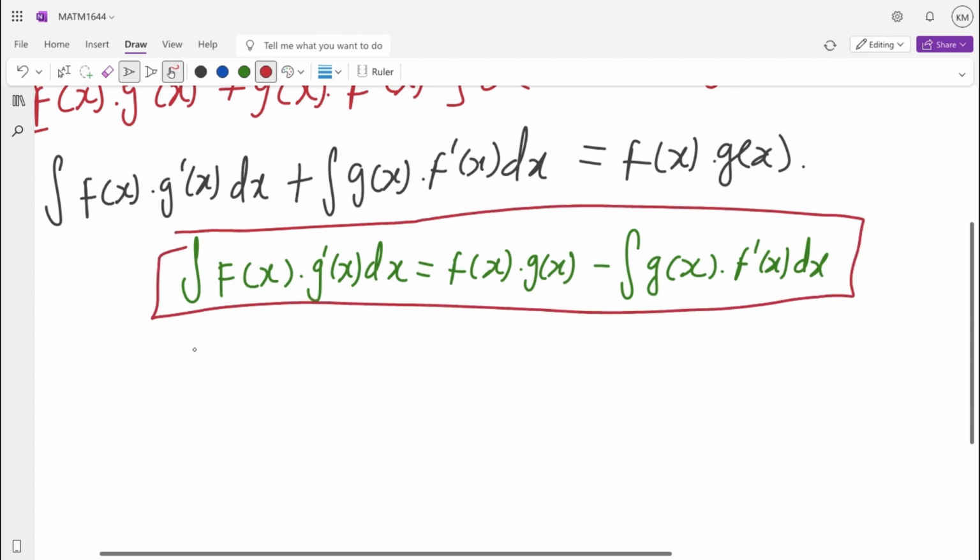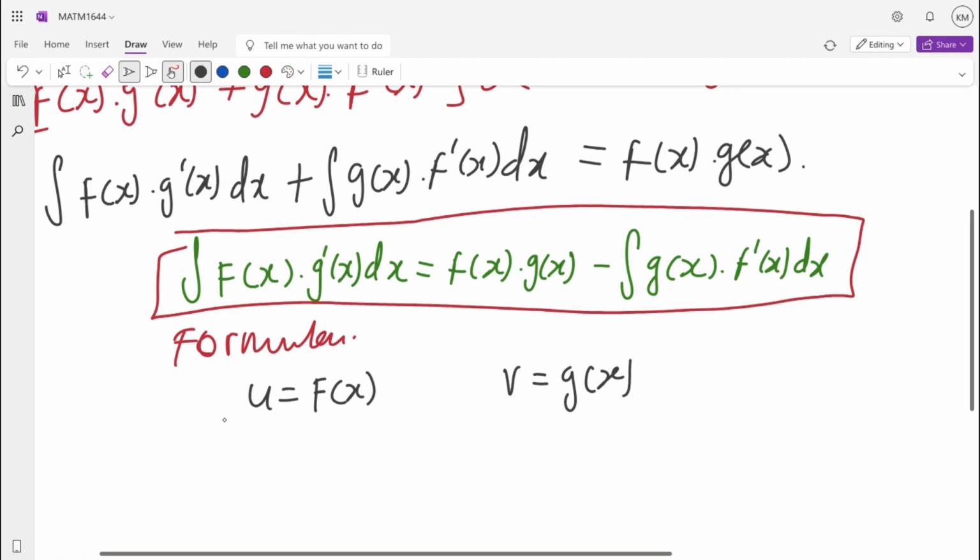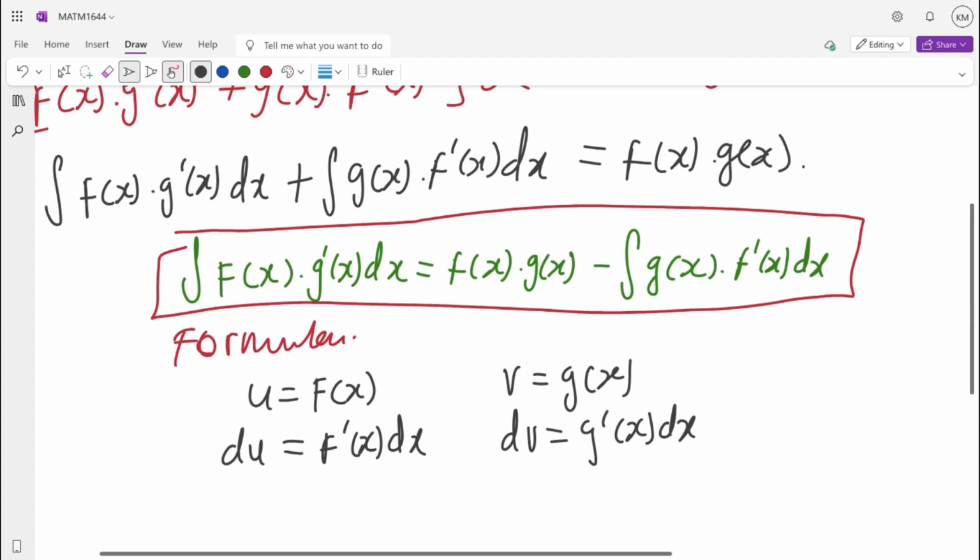Okay, so this is the formula that you use for integration by parts. At first, it can be a bit confusing and so forth. We can try and simplify it further. Say maybe we let u be our f of x and we let v be g of x. Now if we take the derivative of u, we will find that du is equal to f prime of x dx, and dv is going to be g prime of x dx, just like that. Okay, so that is the basic idea.